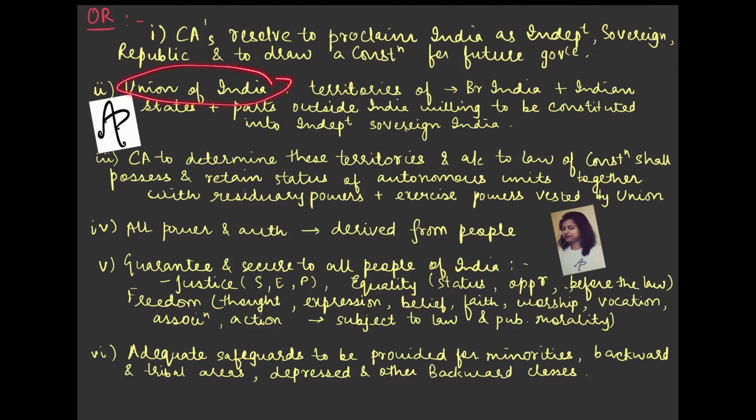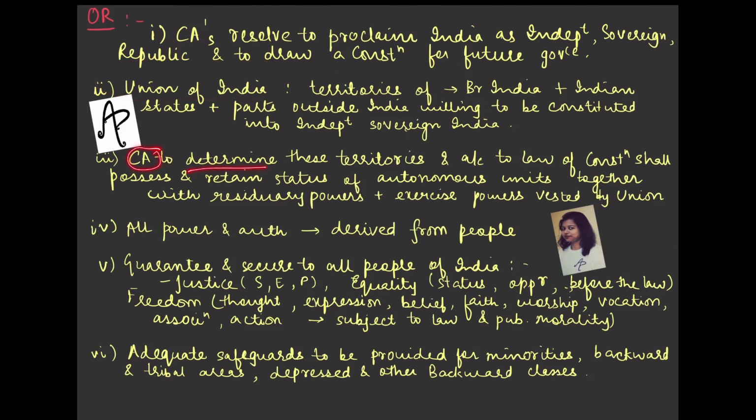Then next is Union of India would consist of the territories of British India and the Indian states. Indian states means Indian princely states. So the British provinces and the princely states, all of that would constitute the Union of India. And it will also constitute the parts outside India which are willing to be constituted into independent sovereign India. तो ऐसे सारे पार्ट्स जो कि इंडिया का हिस्सा बनना चाहेंगे, उनको भी इंडिया शामिल करेगा, and it will be called as Union of India.